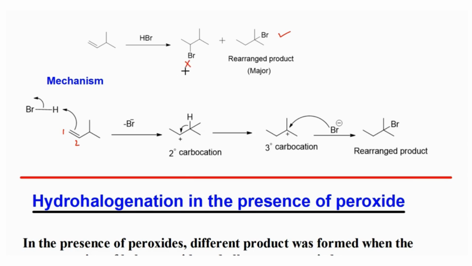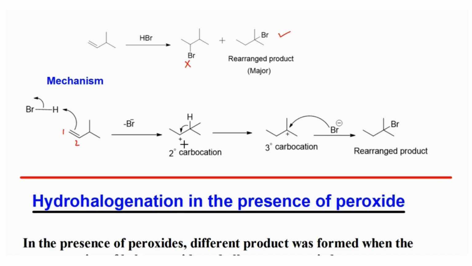But this is not formed as the major product, because here the carbocation itself gets stabilized by rearrangement. How? You see here this hydride, this hydrogen, is coming along with its electron pair and getting shifted here. As a result, this will become a tertiary carbocation. So you should always check whether there is any possibility of carbocation rearrangement before the bromide ion attacks the carbocation. This is a must.